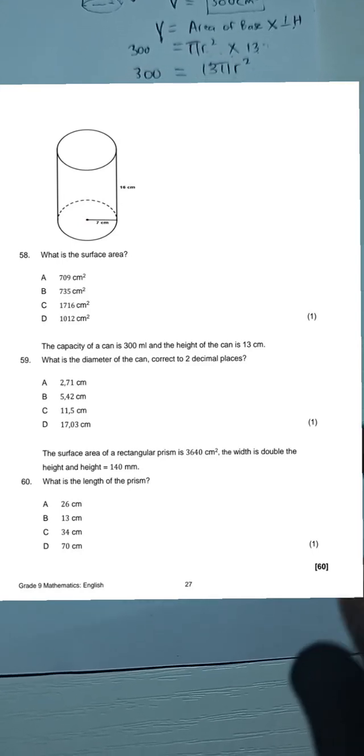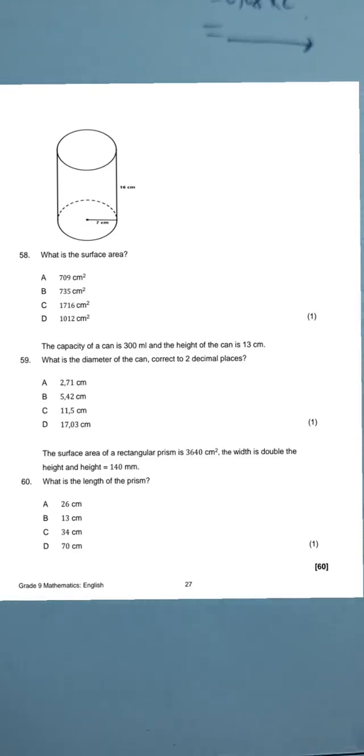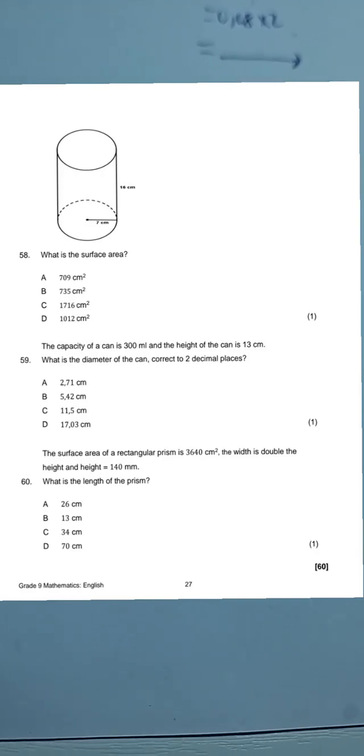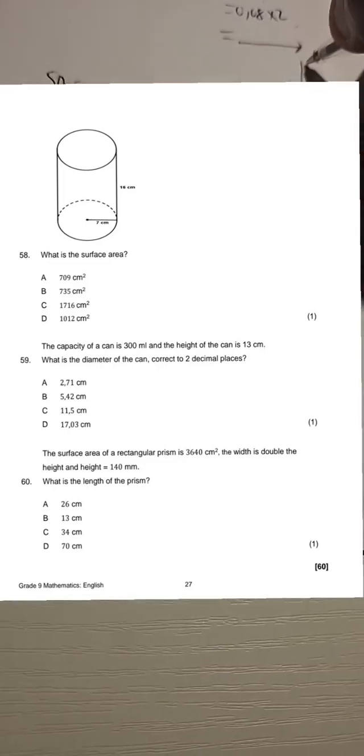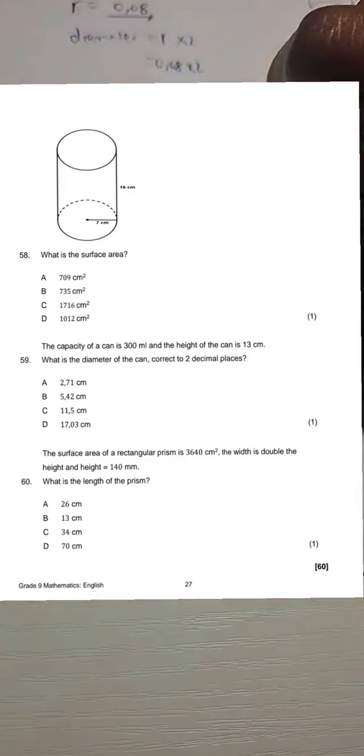The surface area of a rectangular prism is 3,640 centimeters squared. The surface area of a what? Of a rectangular prism.